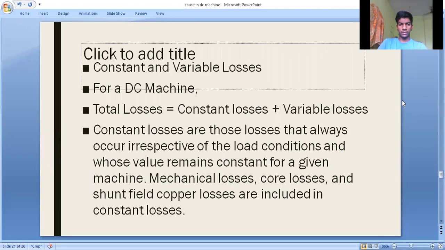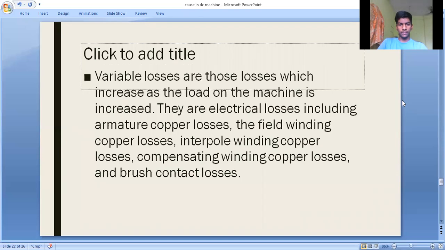Constant and variable losses for a DC machine. Total losses equal constant losses plus variable losses. Constant losses are those losses that always occur irrespective of the load and whose value remains constant for a given machine. Mechanical losses, core losses and shunt field copper losses are included in constant losses.